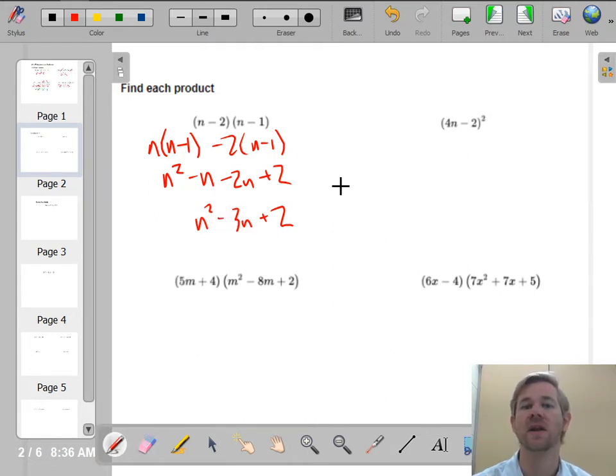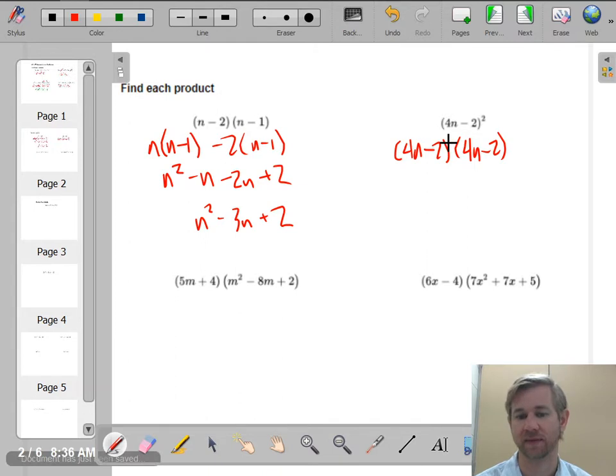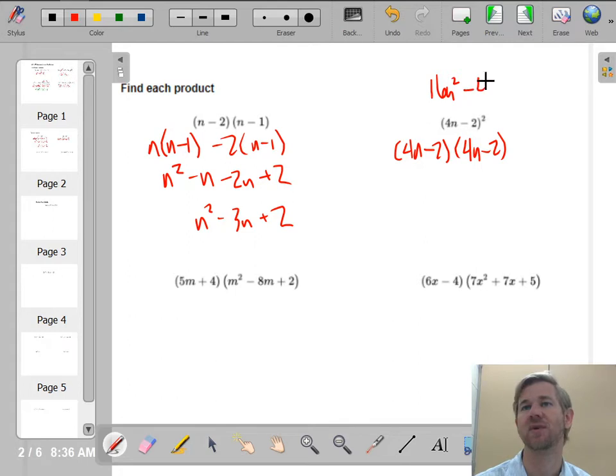When you see a quantity squared, you should just write it out. 4n minus 2 times 4n minus 2. That's what it means to square something. It's to multiply it times itself. And the reason that matters is because people will just try and distribute the exponent and they'll get something like 16n squared, either plus or minus 4. It doesn't matter, they're both wrong because you're missing the middle term. So don't do that.